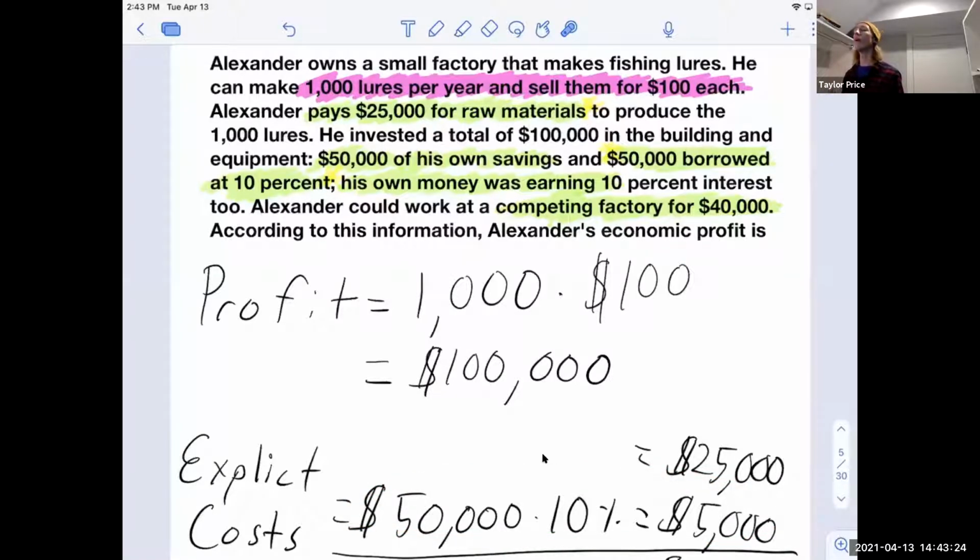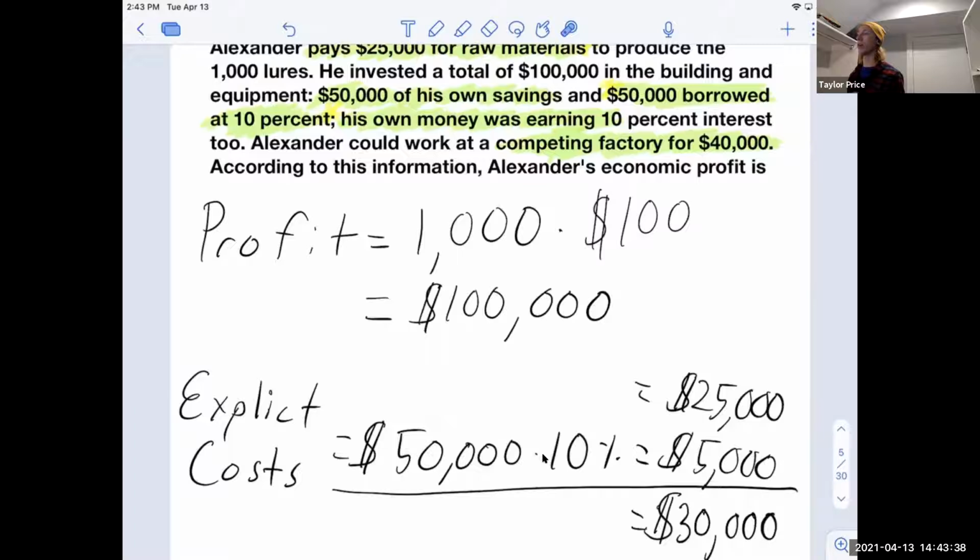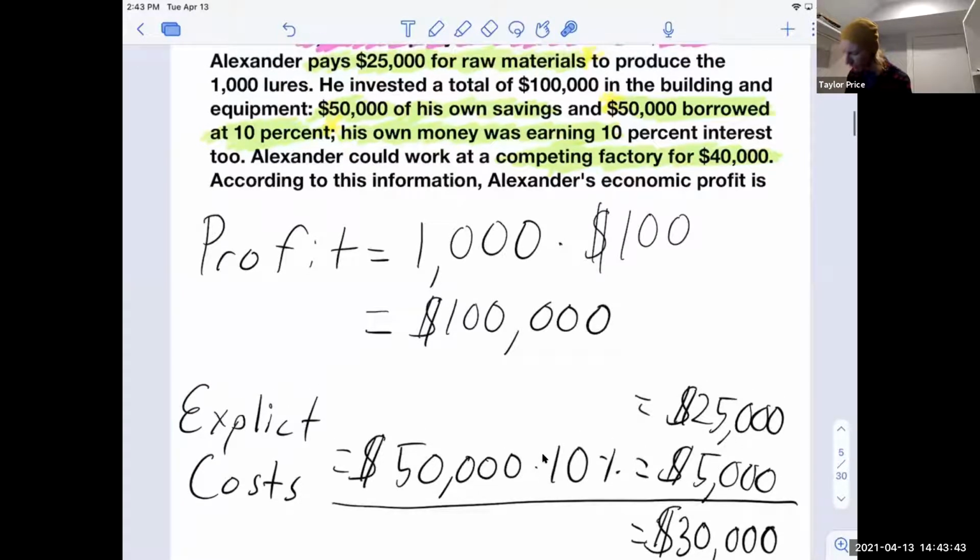The reason why that is an explicit cost is that Alexander is explicitly paying that money to the bank. He's actually paying those interest costs to the bank. So then his explicit costs are going to be $30,000: the $25,000 in raw materials expenditures and the interest payments he's making on the $50,000 that he borrowed at 10%. So those are his explicit costs.